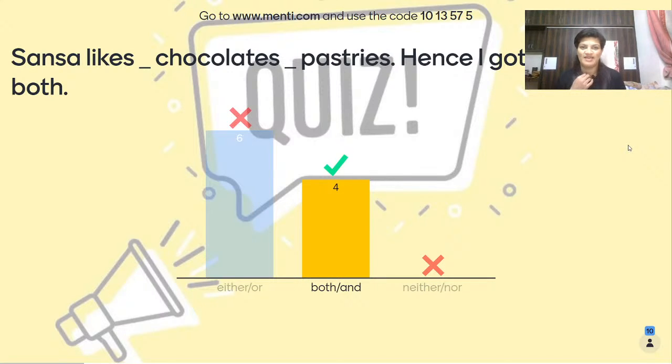Many incorrect answers. Why? Let me explain why, or let me ask you why you guys have chosen. I don't know who has chosen, but let me. Sansa likes dash chocolates, dash pastries. Hence, I got them both. So this should have been your clue. Both should have been your clue. Either or. Sansa likes either chocolates or pastries. Hence, I got them both, because she likes both chocolates and pastries. Yes, Alma. Why? What happened?